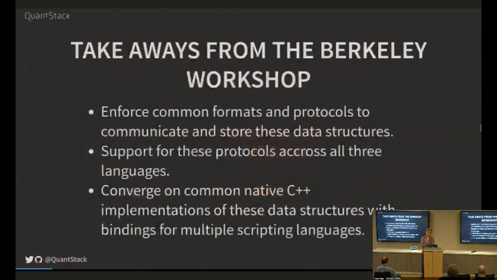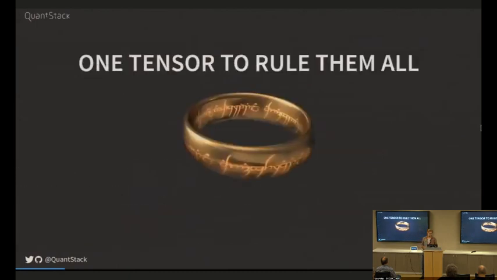And the takeaways were that we'd like to enforce common formats and protocols to communicate and store these data structures and support these protocols across all of the 3 languages, and converge on a common native C++ implementation with bindings for multiple scripting languages. And so basically there's a need for the one tensor to rule them all. Now the question is, what would it look like?